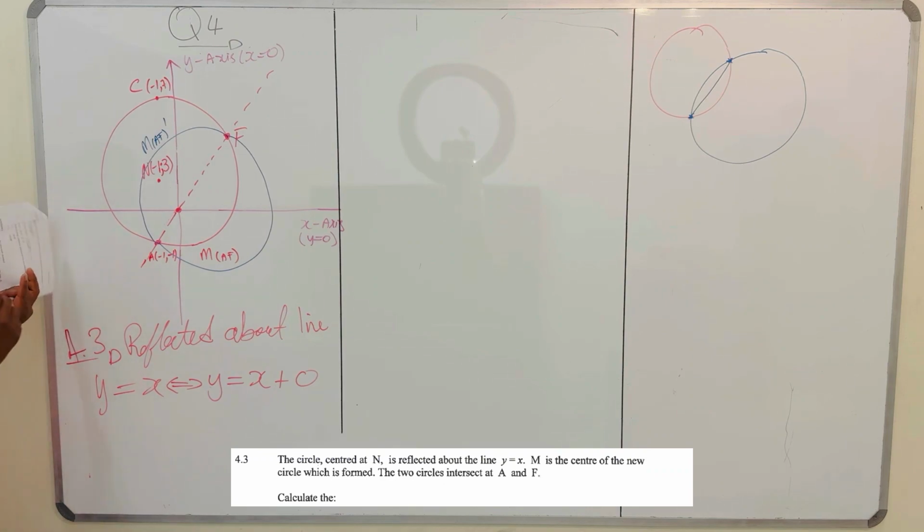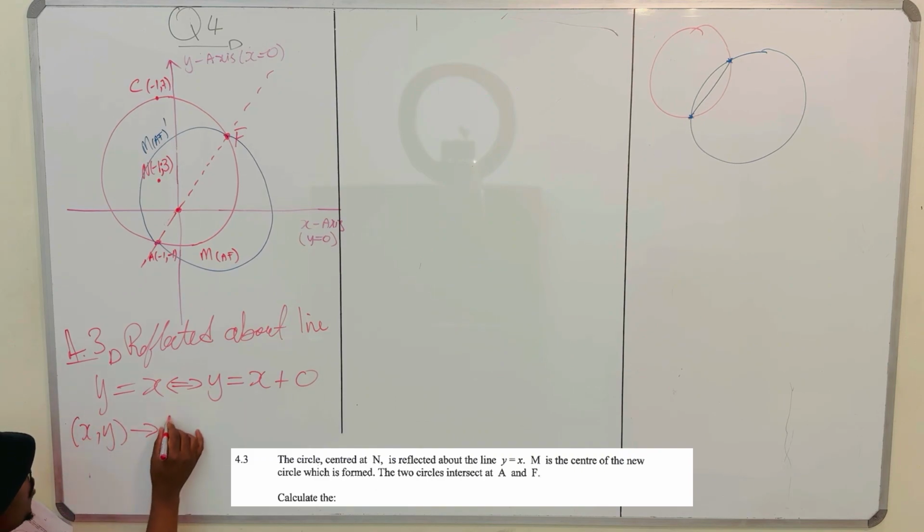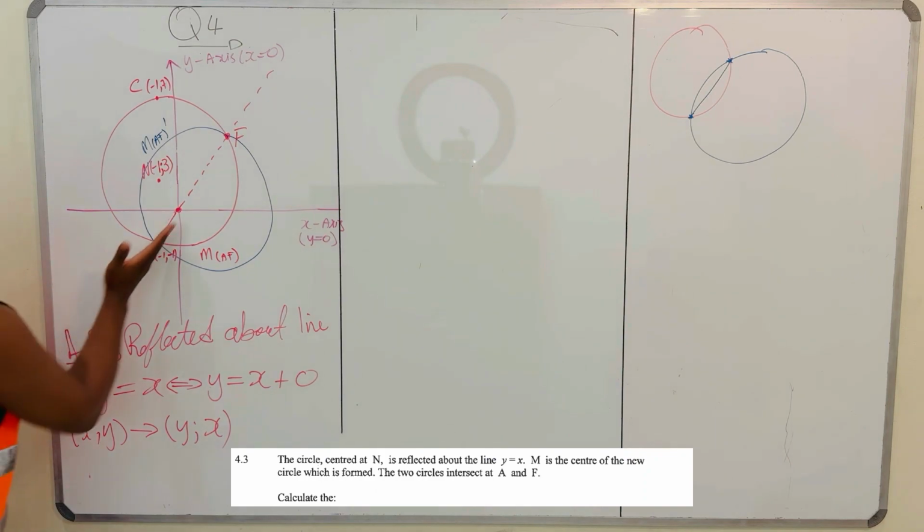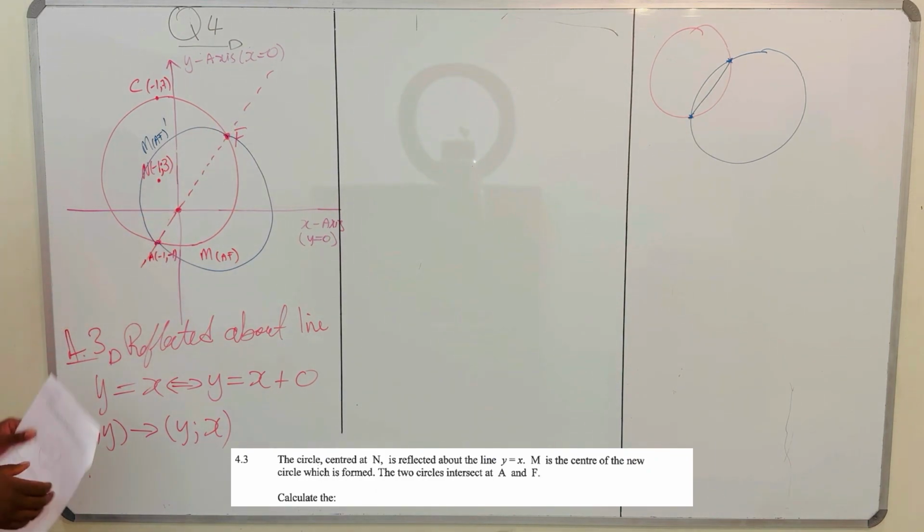So what you do when you reflect, you apply this transformation: your x and y coordinates become y and x. That's what happens. So you reflect about this line. Then what you need to keep in mind is that, look at this line, its coordinates, x is always equal to y.